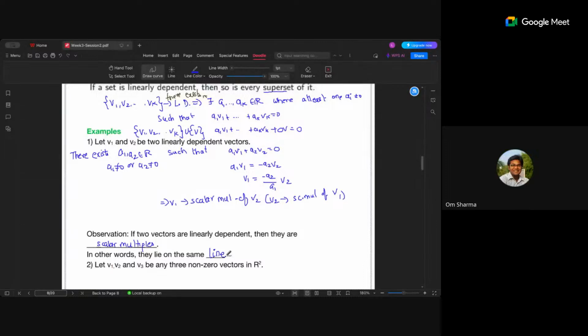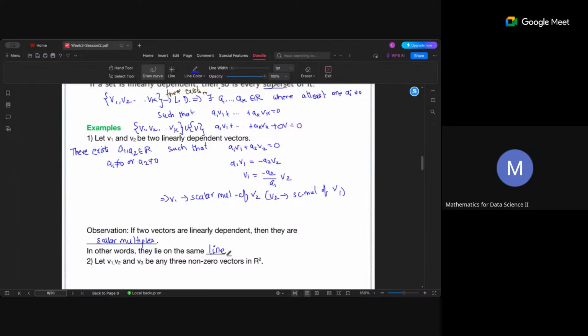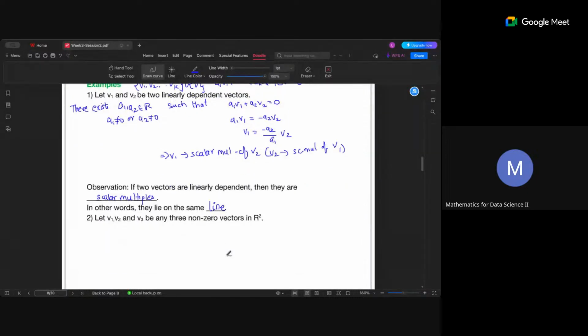Okay, fine. Now let us consider three non-zero vectors in R2. If there are three non-zero vectors in R2, what will happen? Will they be linearly dependent or independent? Any guess? Dependent. Okay, let us see. How is that dependent? The argument, can you tell?